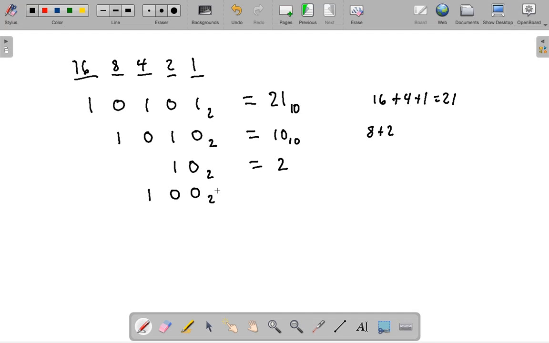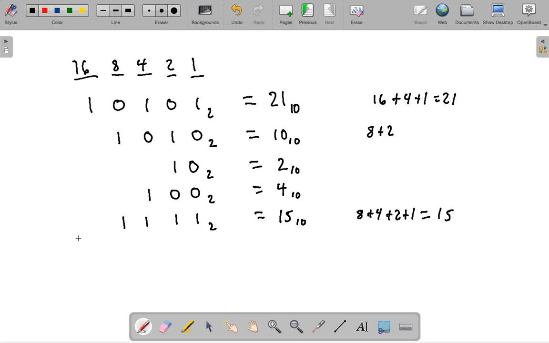And 100, we wouldn't really say 100, but 100 base 2 equals 4. And 1, 1, 1, 1 base 2 is equal to 8 plus 4 plus 2 plus 1 equals 15. So that's base 10, base 10, base 10. And 15 is just 1 less than the next place value, 16.